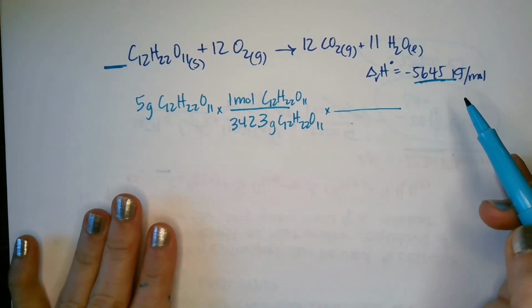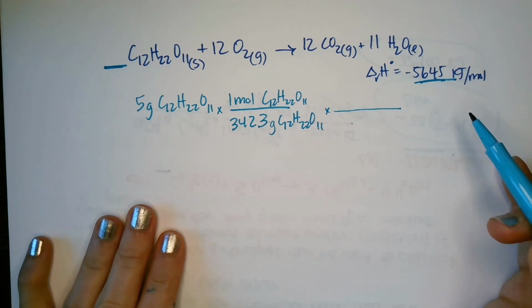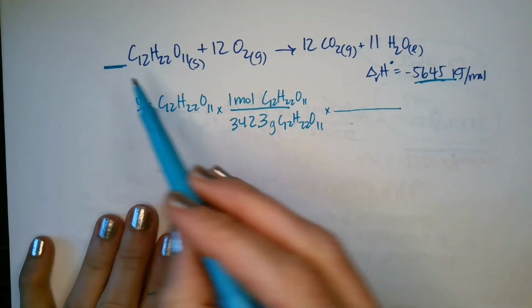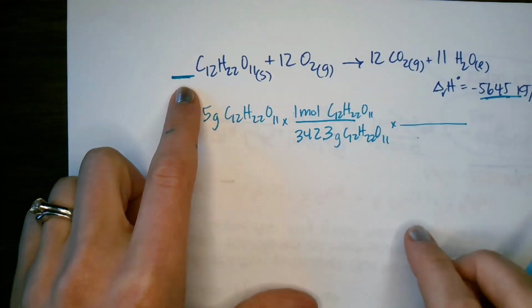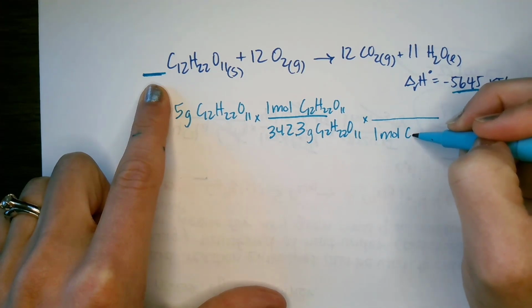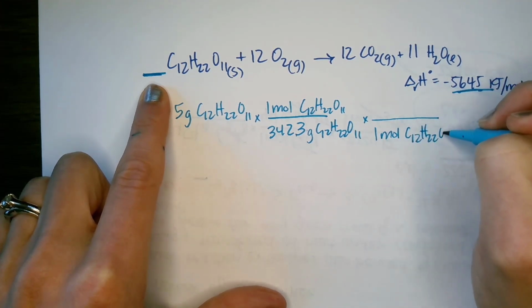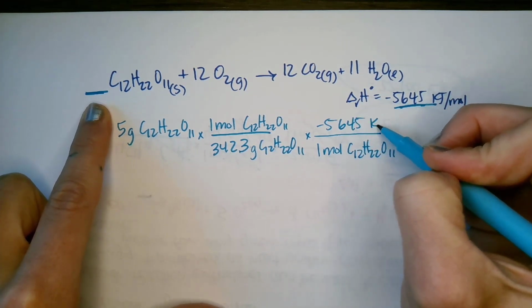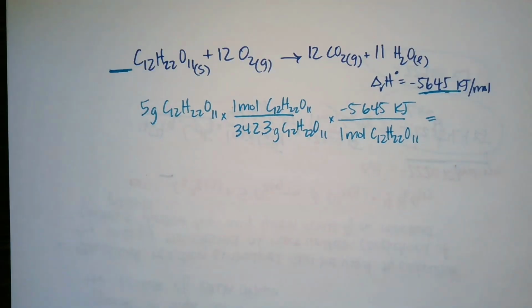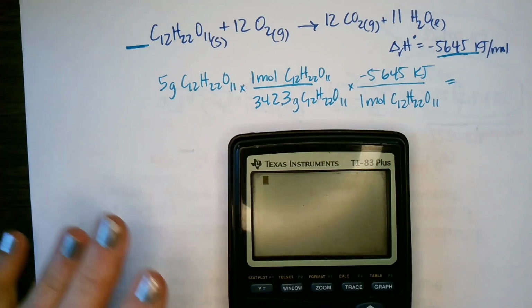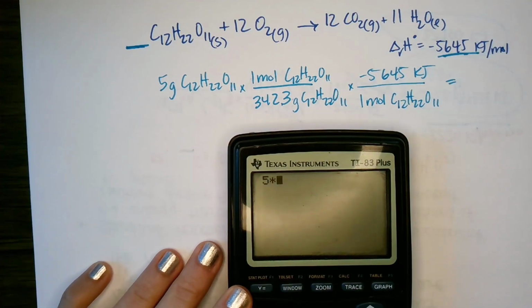Now I want to go from moles to energy. We want to figure out how much energy is produced if I just have 1 mole. Well, here I've got a 1 mole ratio, so I'm just going to say 1 mole of C12H22O11 creates negative 5645 kilojoules of heat or of energy.